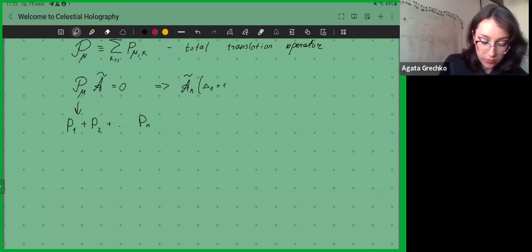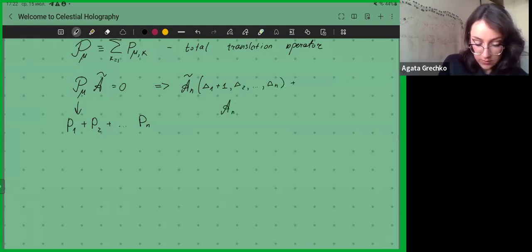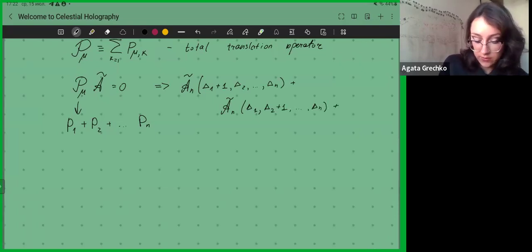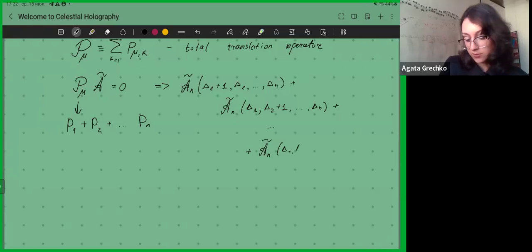It's delta 1 plus 1, delta 2, delta n, plus a n of delta 1 not shifted already. Then now delta 2 is shifted. Delta n is not shifted, etc., plus a n of delta 1 not shifted, delta 2 not shifted, and delta n shifted. And it all should be 0, right?